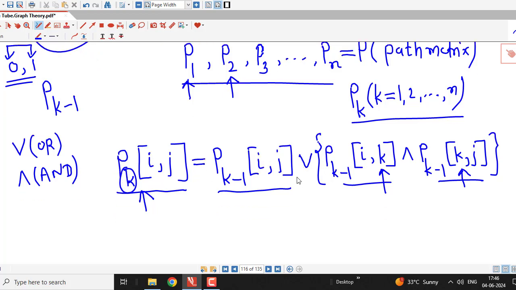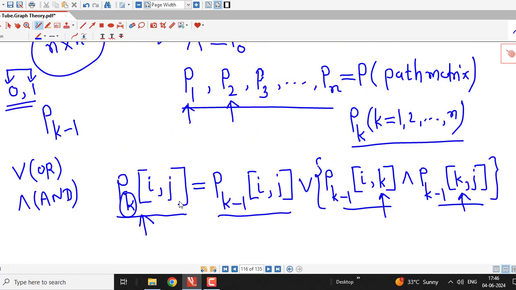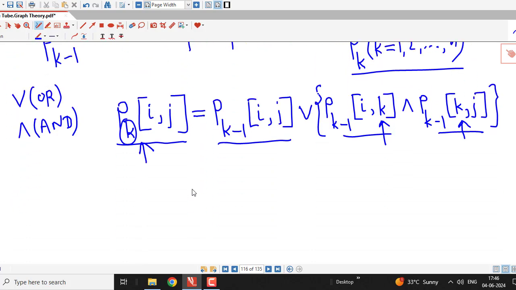We will understand this formula with the help of an example, but remember that to write down matrix Pk, we are using 3 entries of P(k minus 1). So we understand this formula with the help of an example.